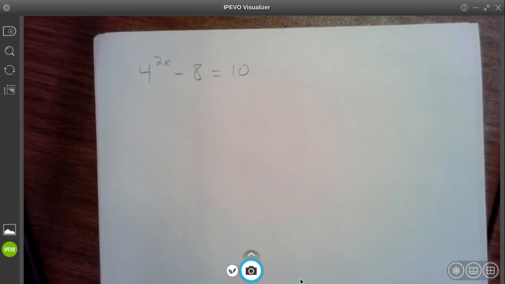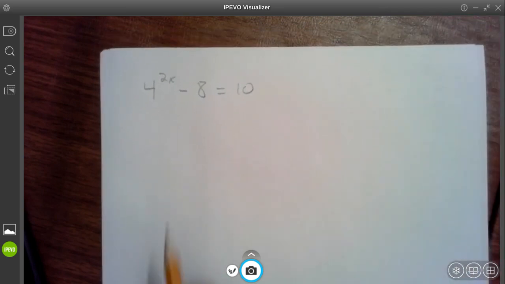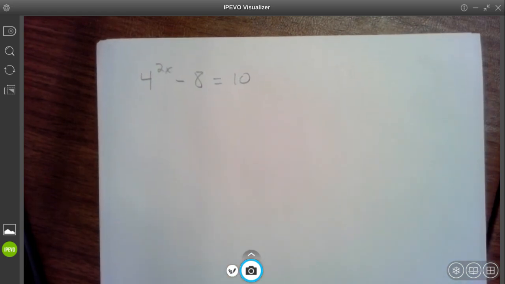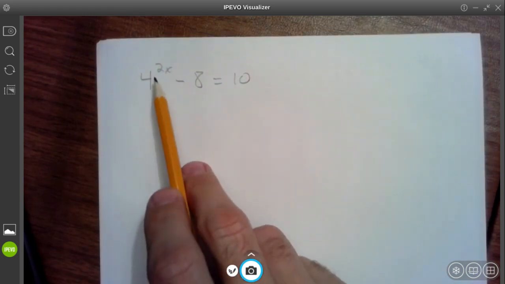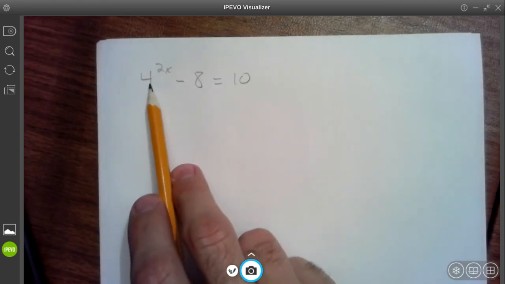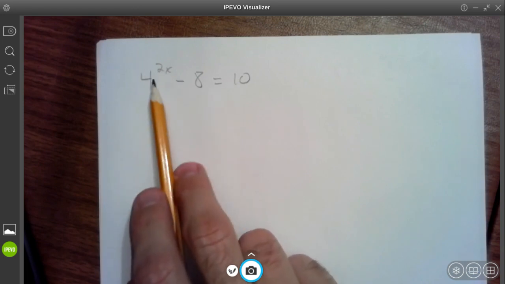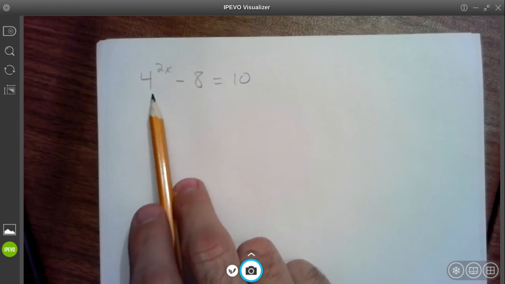All right, so we're going to look at a slightly different flavor of an exponential equation. It's not too different. I've got 4 to the 2x minus 8 is equal to 10. So before you get crazy and start taking the log of both sides, or log base 4 of both sides, I would recommend to get the part with the exponent by itself.